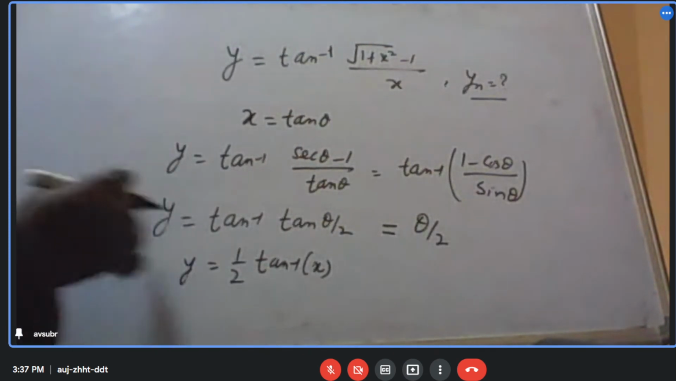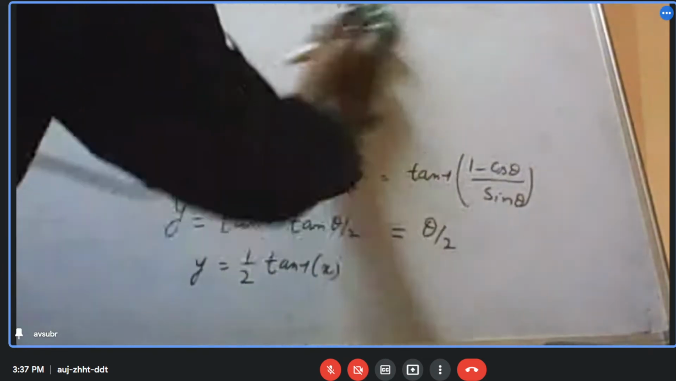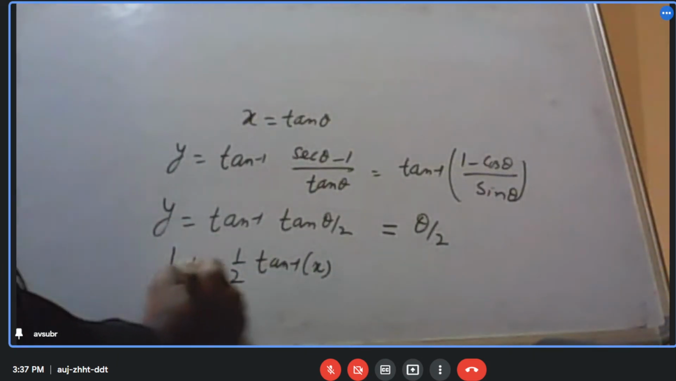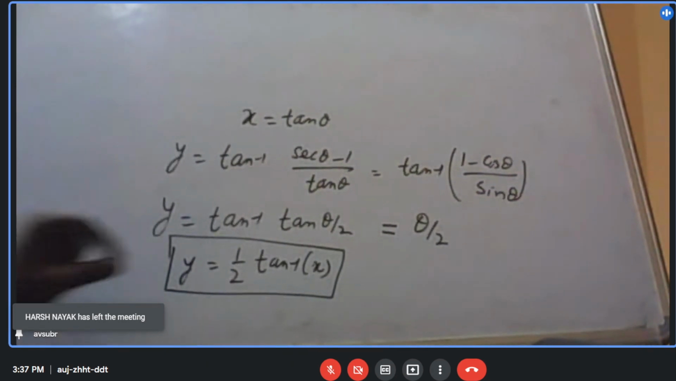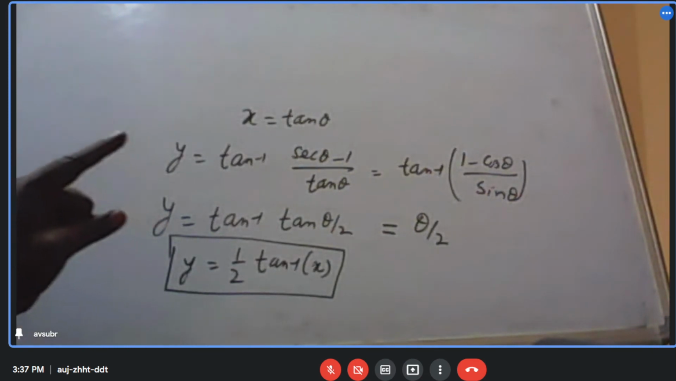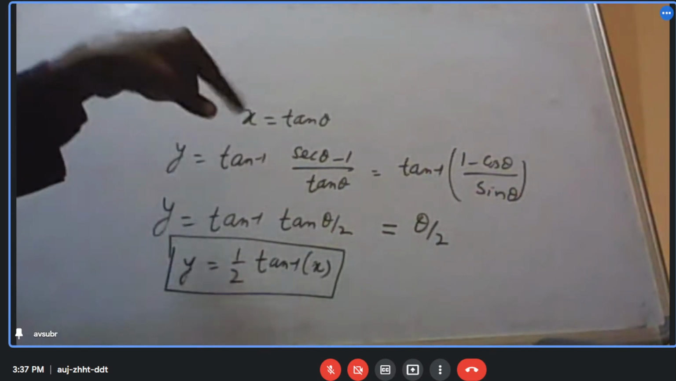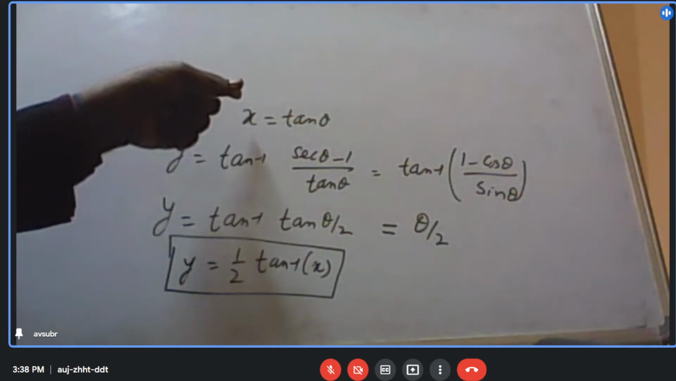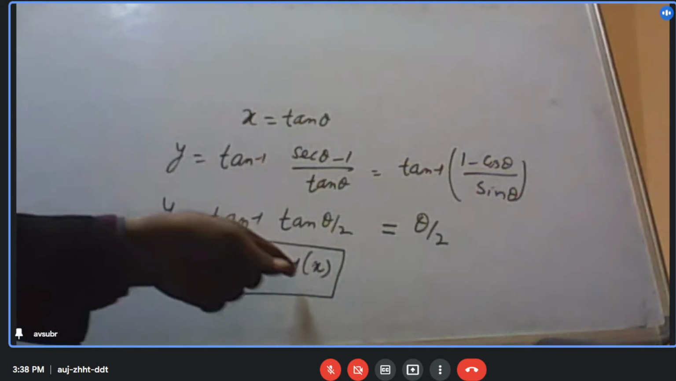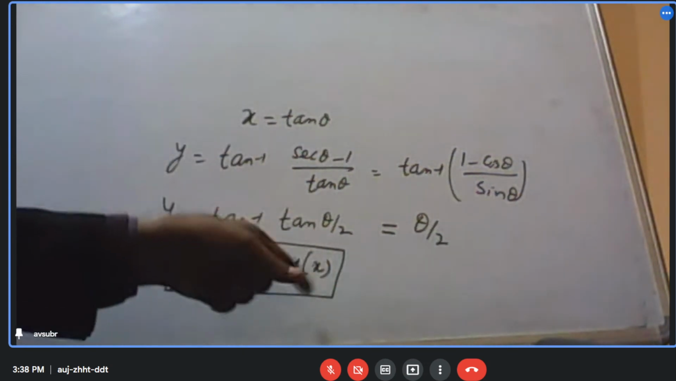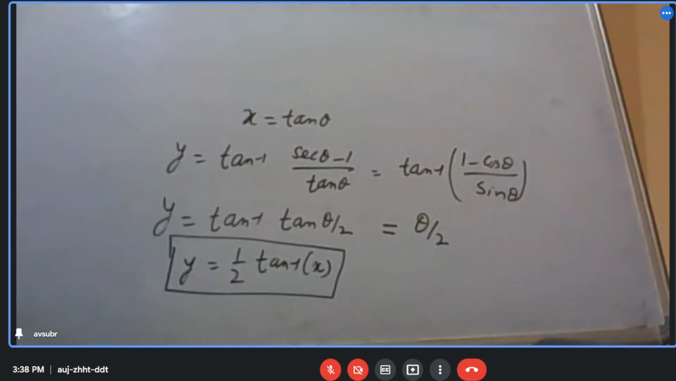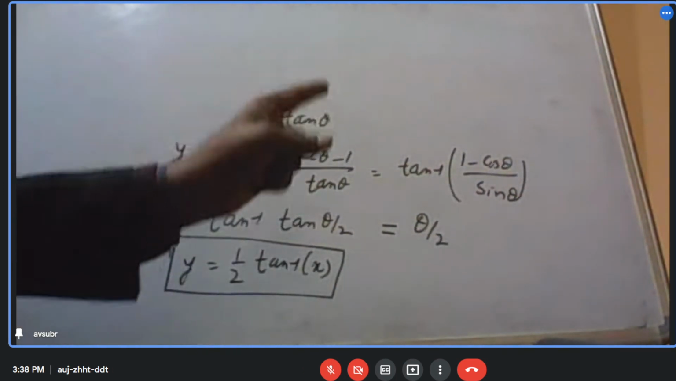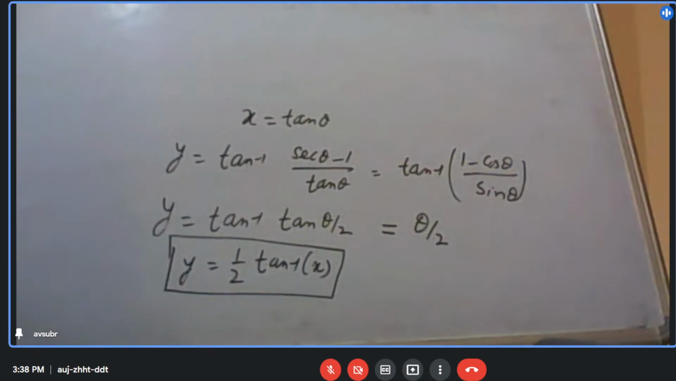So once we get this, now this is the simplified form. Now we can easily work out with this particular form of y. By the way, it is equivalent to root over 1 plus x square minus 1 by x. Yes, sir, the whole thing: 1 by 2 tan inverse x is equal to tan inverse of root over 1 plus x square minus 1 by x. We have just changed the form.